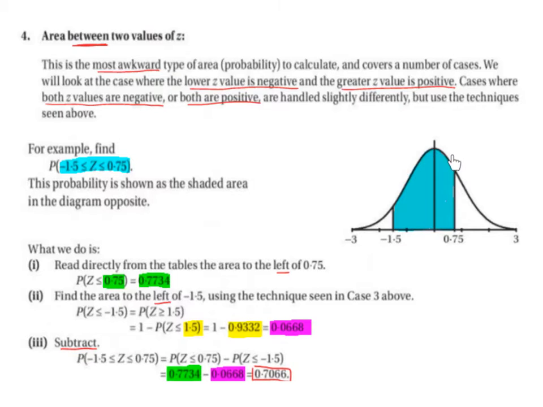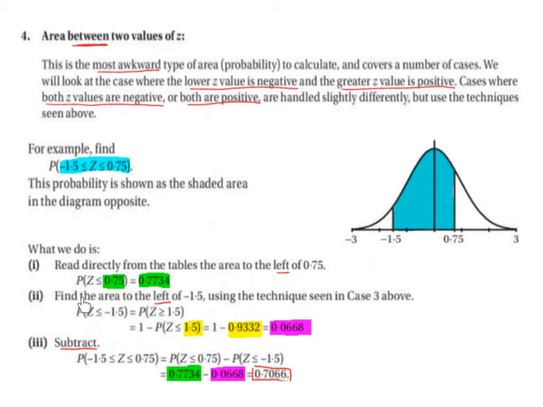So here we have 0.75 and we're interested in the total area to the left of it. So the probability that z is less than or equal to 0.75 is 0.7734. So we got this number from the tables. So we'll have a look at that in a second where we got that number from. Step 2, find the area to the left of minus 1.5 using the technique seen in case 3 above. So here's minus 1.5, so we want the area to the left of it.